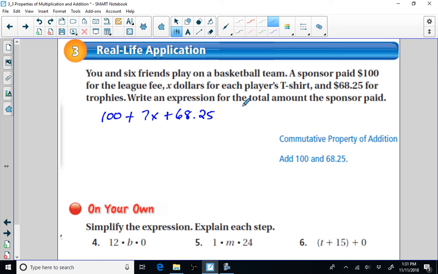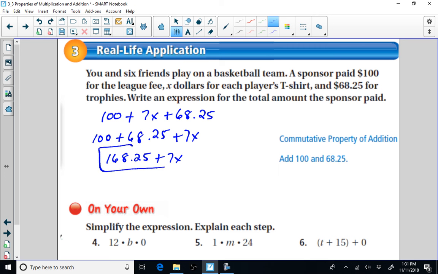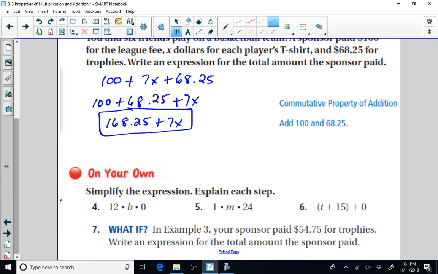But if I want to simplify that expression, I have to change the order of my addends. So that's going to be 100 plus 68.25 plus 7x. I can add 100 plus the 68.25, so that's 168.25, plus we have 7x, and there's my expression. That would represent the total cost for the league.